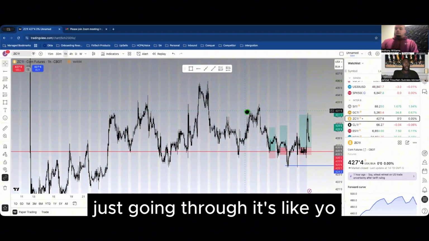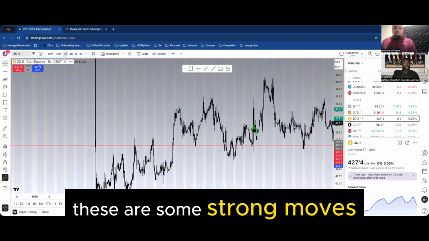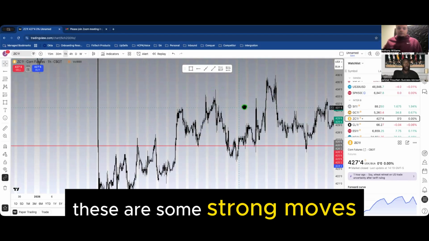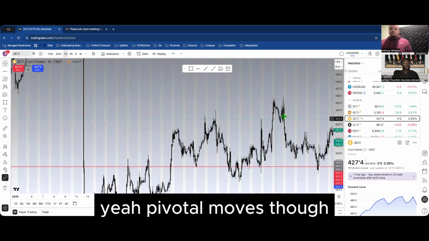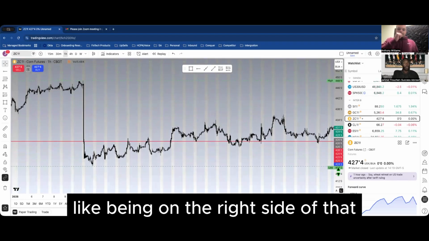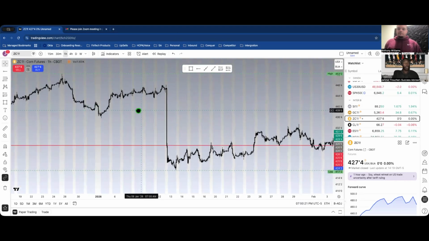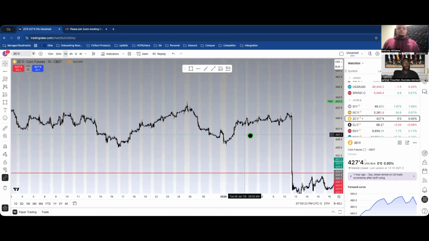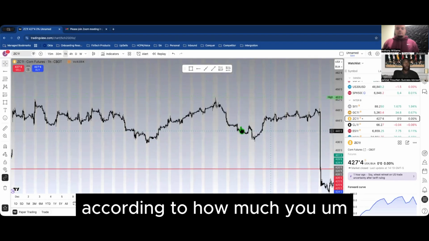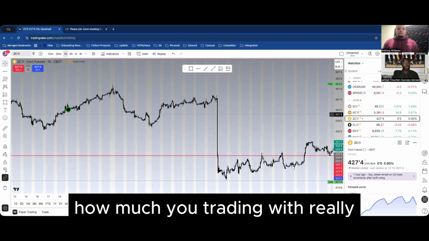But now just looking, these are some strong moves. Yeah, pivotal moves though. Being on the right side of that, it's according to how much you're trading with, really.